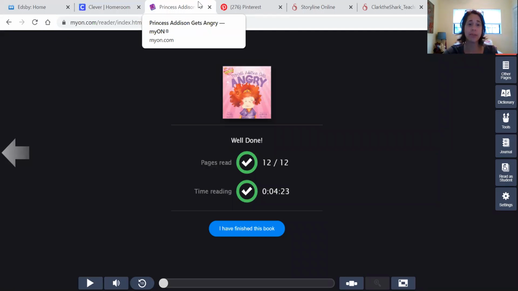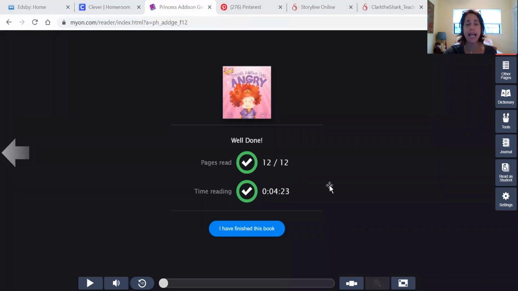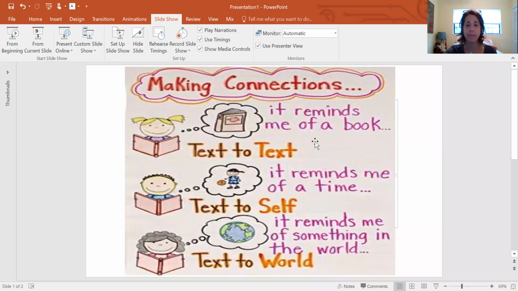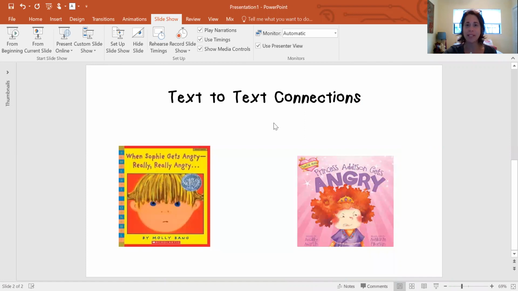I'm going to show you something. So we're going to be learning about text-to-text connection. It reminds me of a book. And what book it is, who remembers this book right here? Who remembers this book?